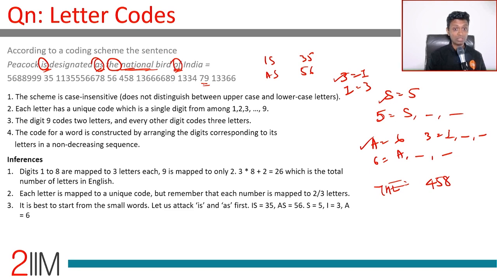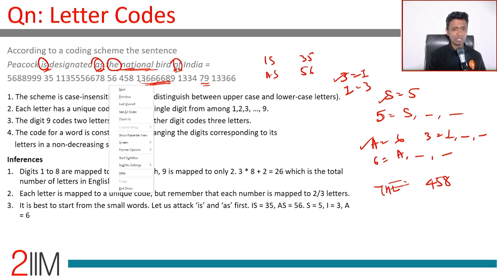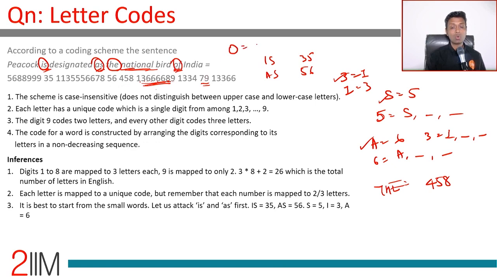OF has an O, it is 7 and 9. National has 1, 3, 6, 6, 6, 6, 8, 9. This does not have a 7 in it. And so if O were 7, it should have been 7, or O goes with 9, F goes with 7. 7 is F and 9 is O. Brilliant. This is very useful.